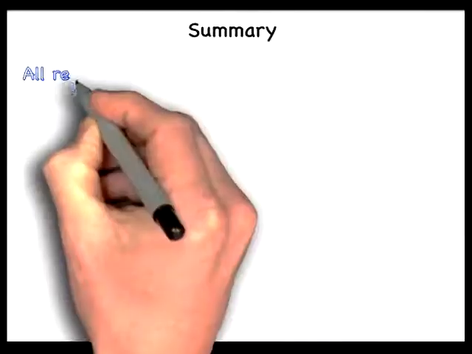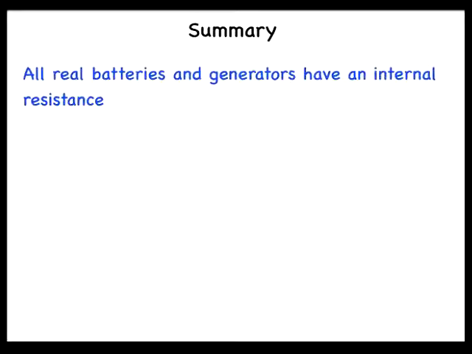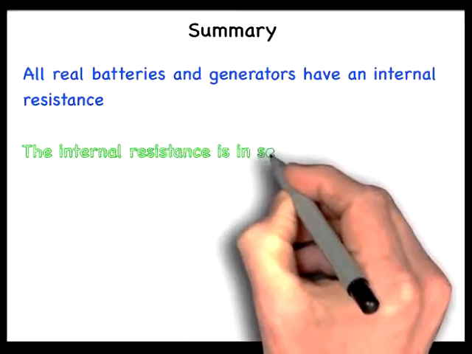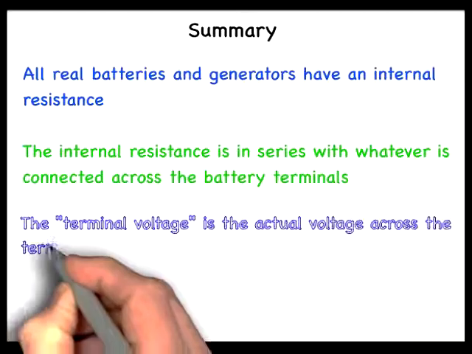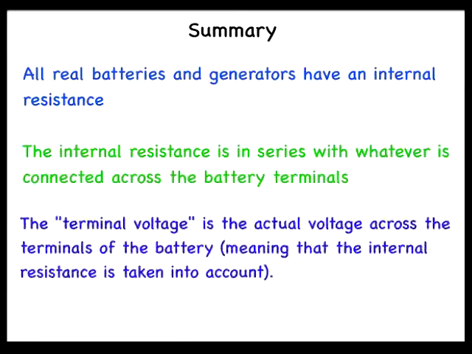In summary, all real batteries and generators have an internal resistance. Next, the internal resistance is in series with whatever device is connected across the battery or generator terminals. Finally, the terminal voltage is the actual voltage across the terminals of the battery or generator, meaning that the internal resistance is taken into account. This means that the terminal voltage is always less than the ideal EMF.